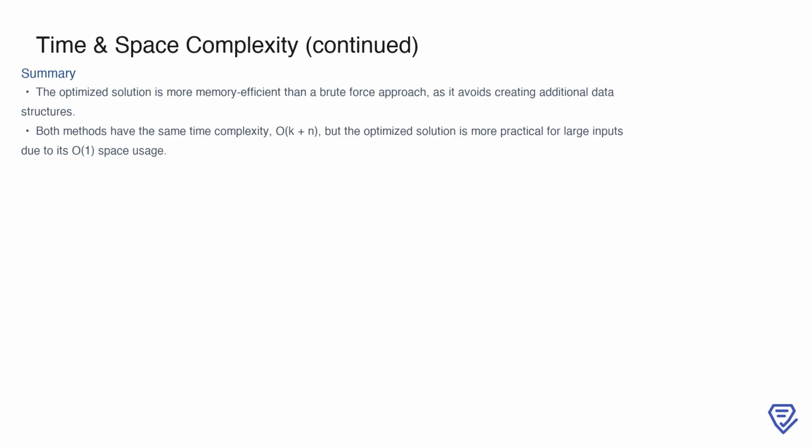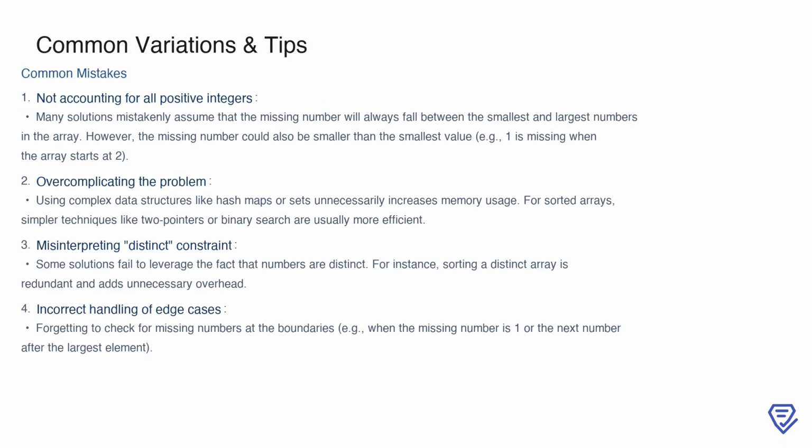larger datasets. When solving this problem, there are a few common pitfalls to watch out for. First, some solutions fail to account for all positive integers. For example, if the array starts at 2, it's easy to overlook that 1 is missing. This mistake happens when we assume the missing number must fall between the smallest and largest numbers in the array.